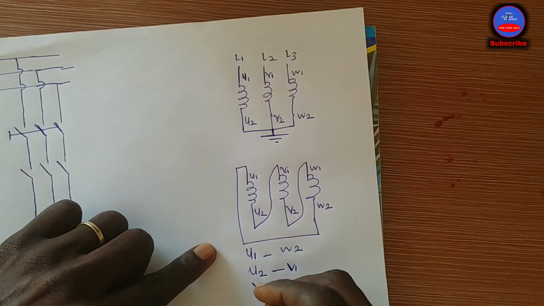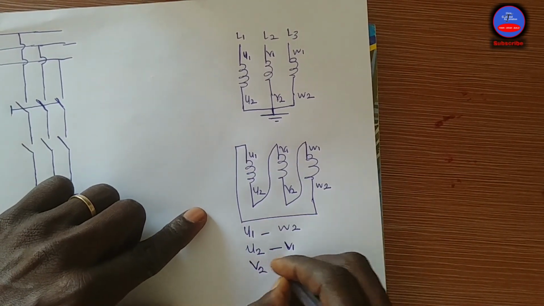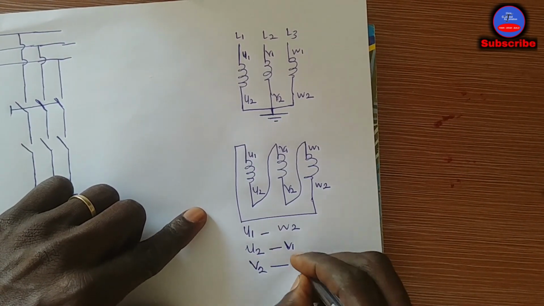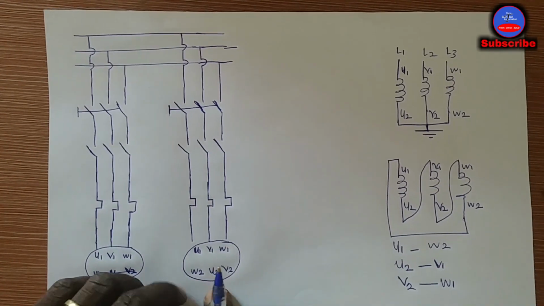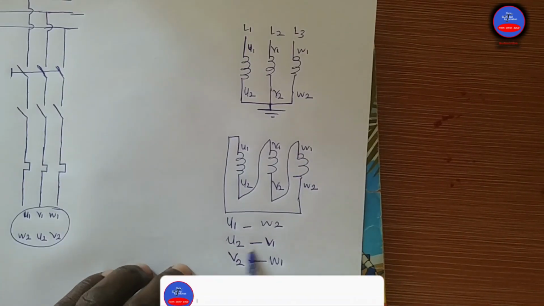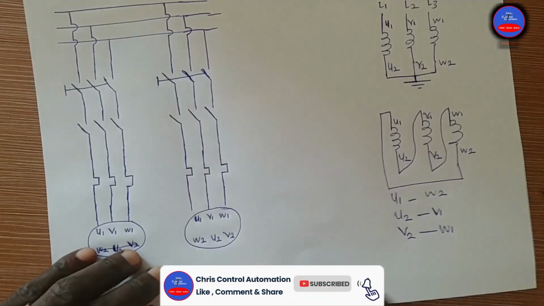So V2 is connected to W1, okay. So this is the delta. So on the terminal block here, we are going to do the same. We are going to follow the same configuration, okay, and do it here. Later we go to the motor itself, okay.